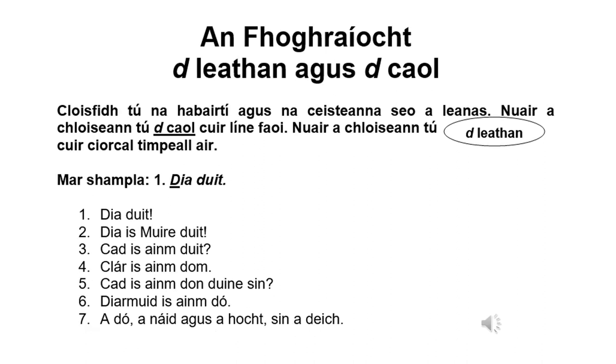Fhoghraíocht. Cuid B? Cad is ainm duit? Clár is ainm dom. Cad is ainm don duine sin? Diarmuid is ainm dó. A dó, a naoi agus a hocht. Sin a dó.